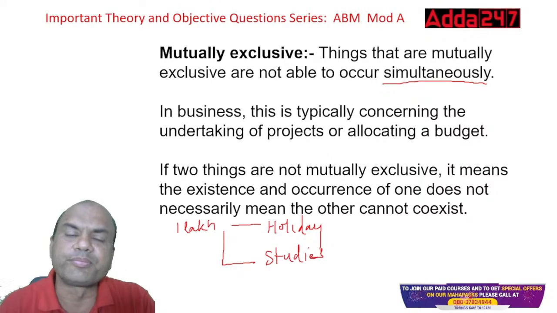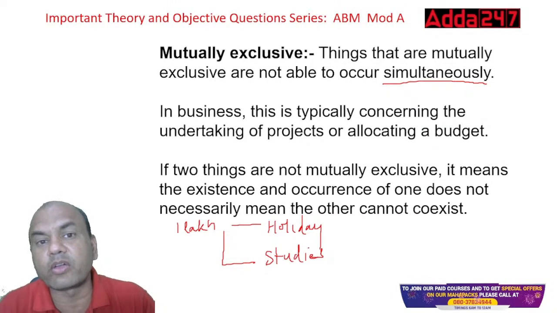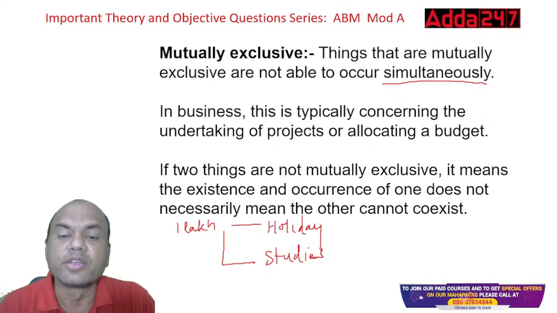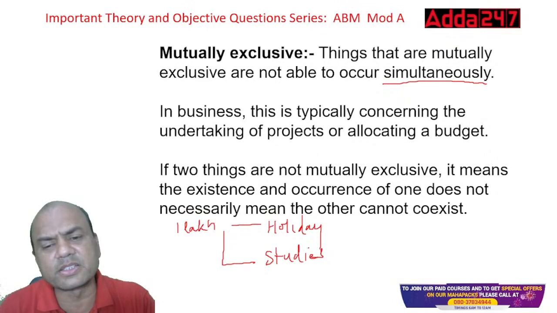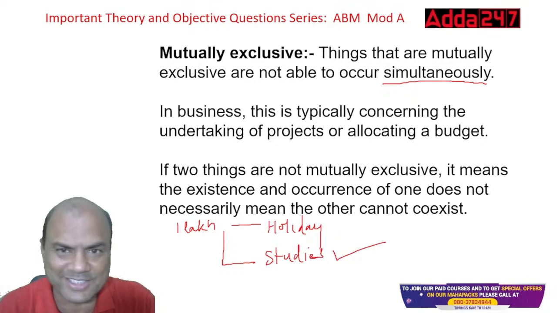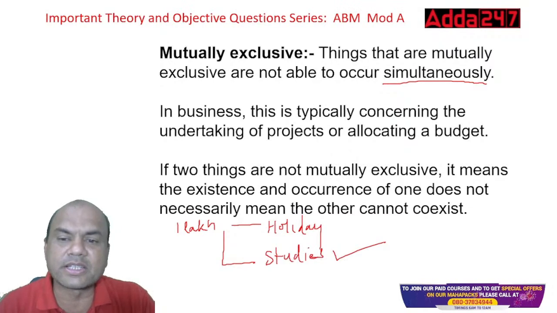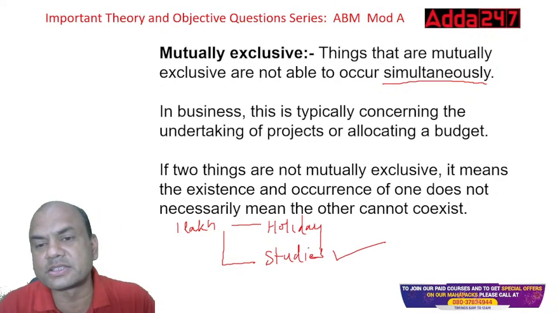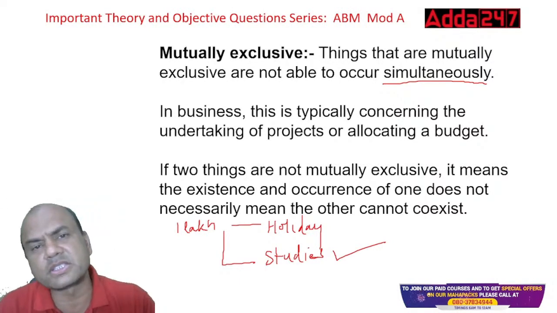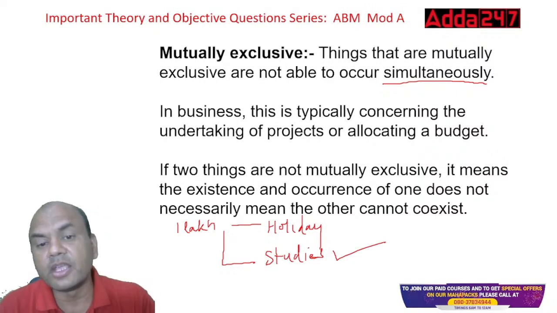So where will you go? Both the things can't happen, right? Either you can have the cake in your hand or you can eat it. Both can't happen. So this is known as exclusive. You'll have to select one of these. So definitely you'll select studies. Of course, there might be someone who says holidays. Jokes apart, studies is the main part, right? So in business, this typically concerns the undertaking of projects and allocating the budget. Similarly, in companies also we face the same problem. Budget is limited and projects are many.